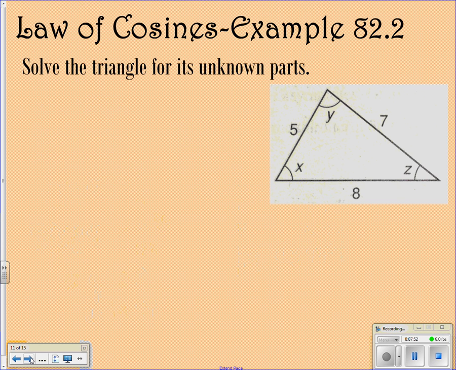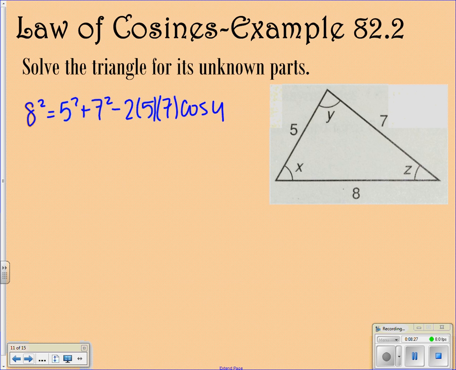We've got all three sides and we have none of the angles. So on this one, it doesn't really matter which angle you solve for. You're going to have to solve for all three of them. So I'm going to start with 8, and I'm going to solve for y, because that's the biggest angle. And with law of cosines, you won't have to worry about any ambiguity for the angle size. So we're going to have 8 squared, and then 5 squared plus 7 squared minus 2 times 5 times 7 cosine of angle y, because that's the one that is opposite the 8 right here.